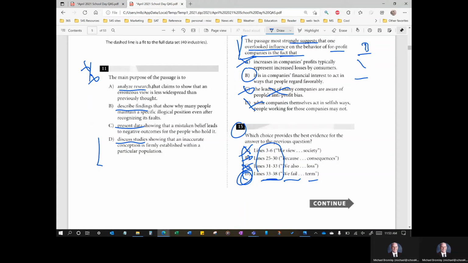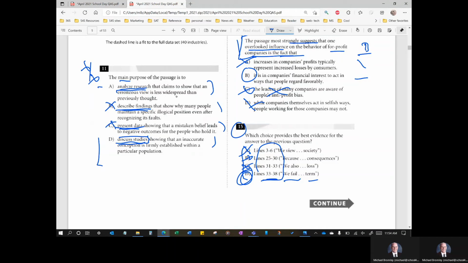So analyze research. It might be doing that. Describe findings. I don't think it's doing that. It's not describing findings, so I don't see it doing that. And the main purpose isn't to present data, so it's going to be wrong there. But let's see the reasons for it. So I can start eliminating based upon this initial purpose. But this is really what's going to make it right or wrong.